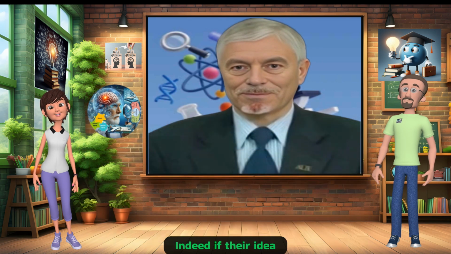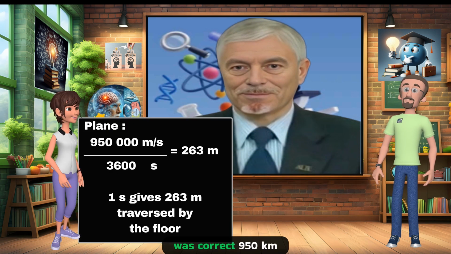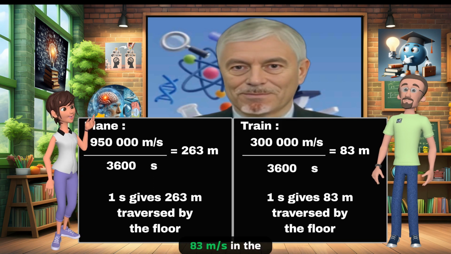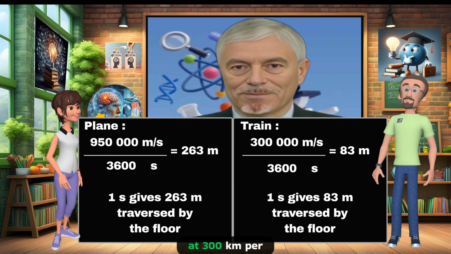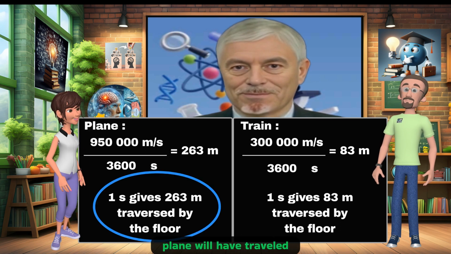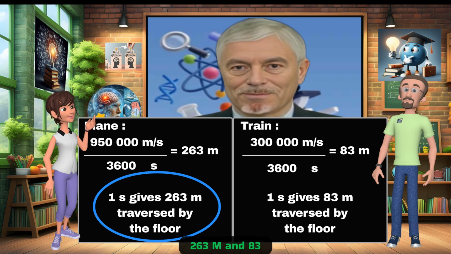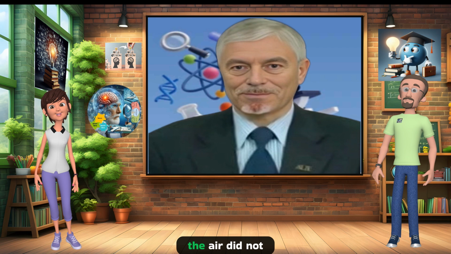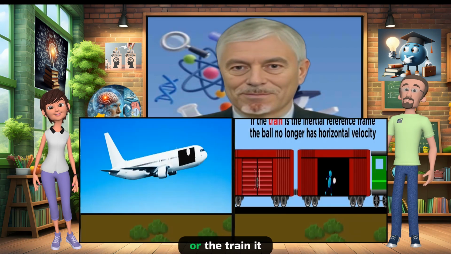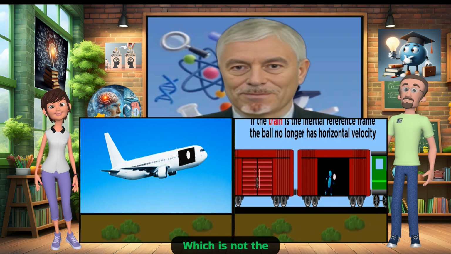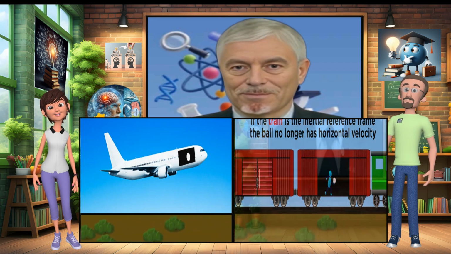Indeed, if their idea of a hovering plane was correct, 950 kilometers per hour corresponds to 263 meters per second, 83 meters per second in the case of the train at 300 kilometers per hour. If we count only 1 second for a ball launched vertically to go up and down, the floor of the plane will have traveled 263 meters, and 83 meters for that of the train at 300 kilometers per hour. If the ball in the air did not have the same lateral speed as the plane or the train, it would hit the rear of the vehicle before reaching the floor. Which is not the case, it goes up and down as if the moving vehicle is not moving.